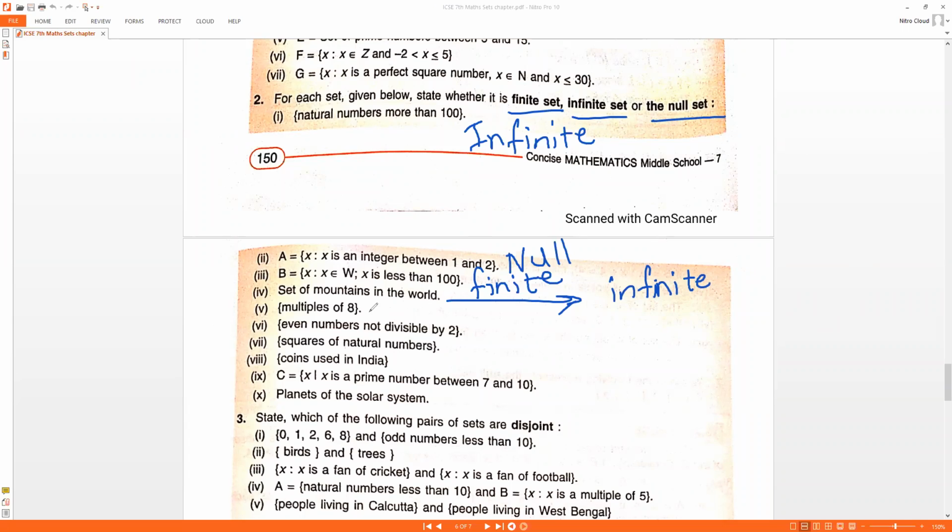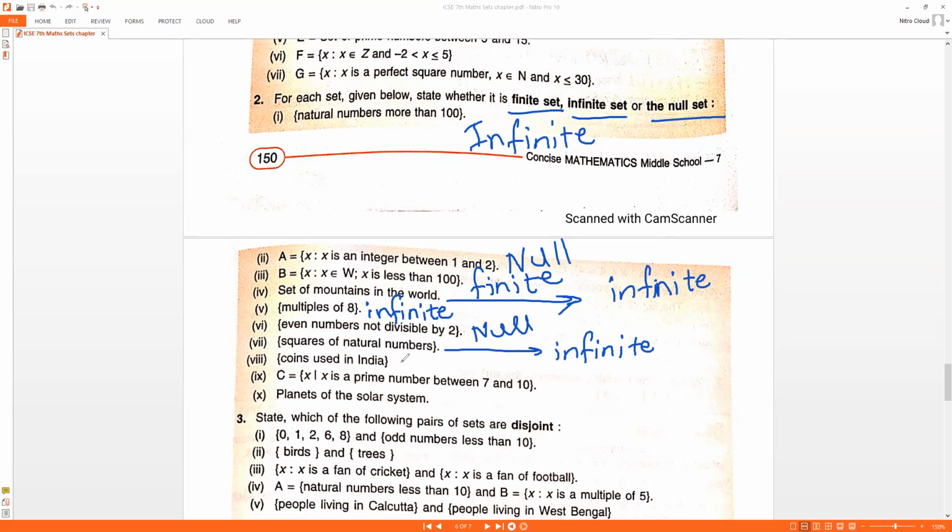Okay, multiples of 8. Infinite. Finite. Even numbers not divisible by 2. Null set. This can never happen. Even number and divisible by 2 is the basic definition. So it's a null set. Squares of natural numbers. Infinite. If natural numbers are infinite, their squares will also be infinite.